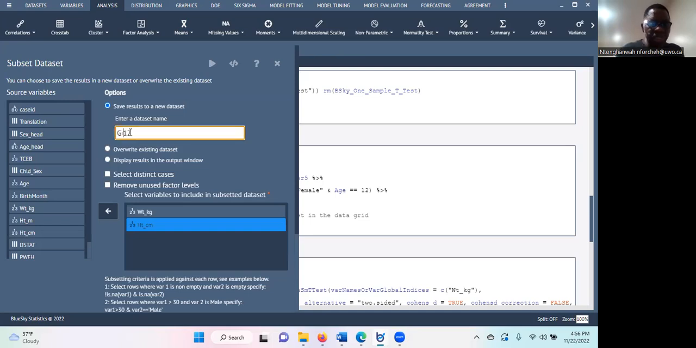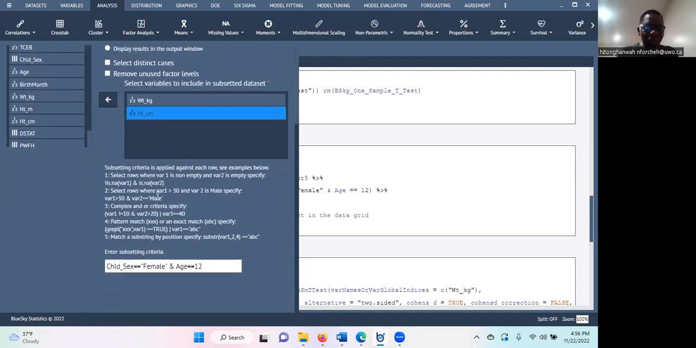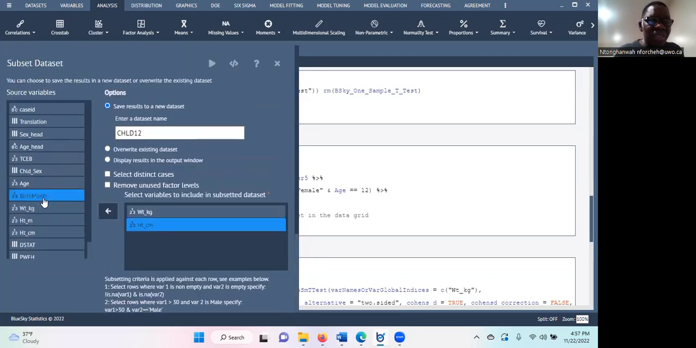Okay. So I'll just say children, the child is 12 months old. And in that case now, I'm no longer putting any condition for sex. So I'm selecting all children who are 12 months old, only children who are 12 months old. And then I can select the data.